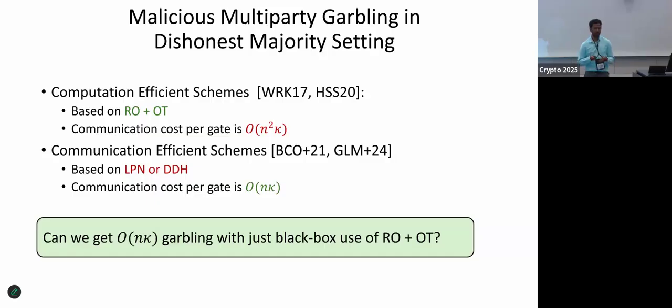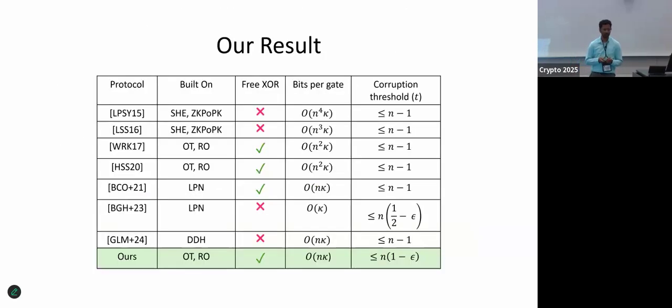So in this work, we asked the question: can we obtain a garbling scheme with order n kappa overhead that makes just black-box use of random oracle and OT? We answer this question in the affirmative for the dishonest majority setting. However, we require a fraction of parties to be honest.